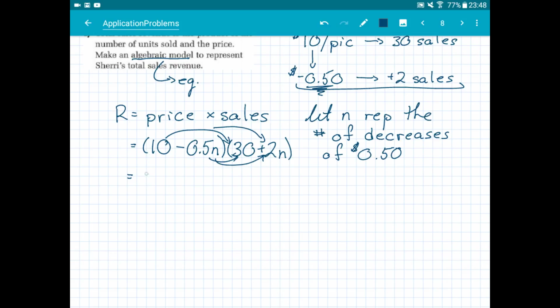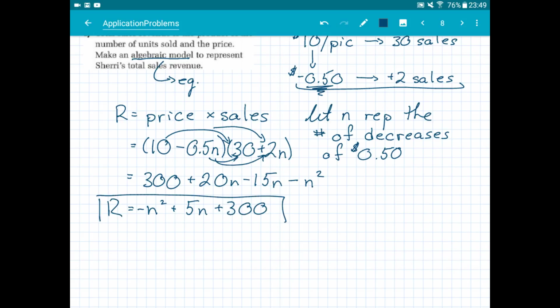So 10 times 30 is 300. 10 times 2 is 20, so 20n. This will be minus 15n. This will be minus n squared. And you do all the expanding. So this will leave you with minus n squared, and then plus 5n, plus 300. And that's the equation that you're looking for in part A.